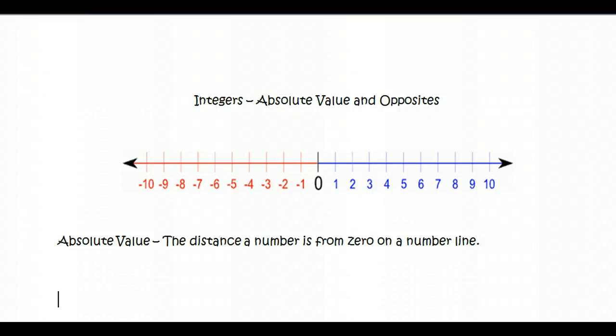Today we're going to look at absolute value and opposites. We'll start off with absolute value. Absolute value is the distance a number is from zero on a number line.